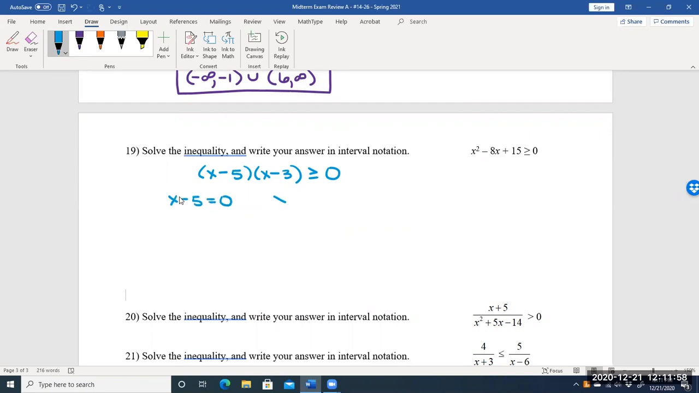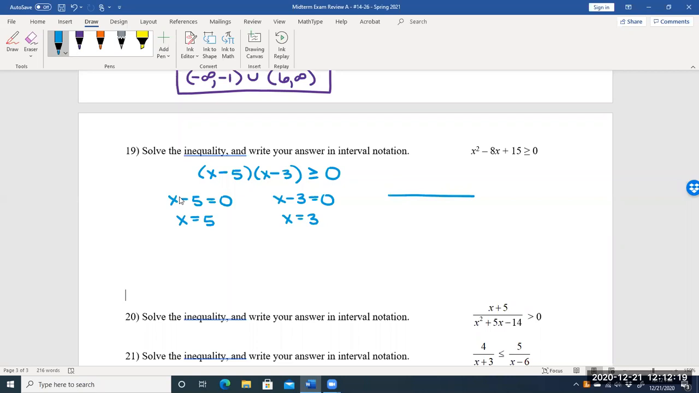These are, I've heard them called the critical numbers. So whatever you want to call them, this is where the inequality is going to change sign from positive to negative or negative to positive. So our critical numbers are 5 and 3.